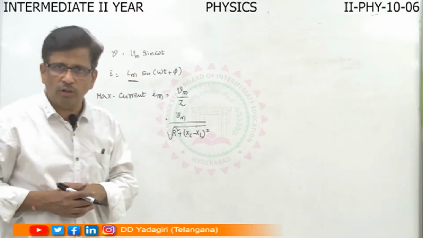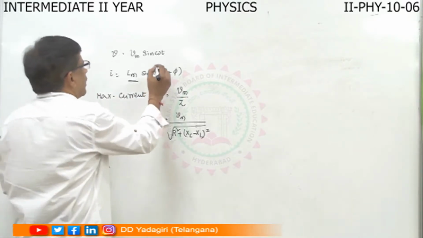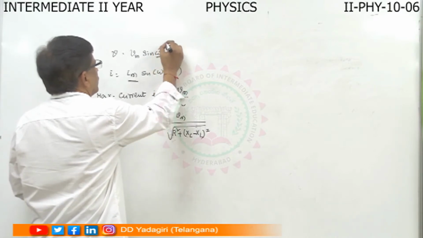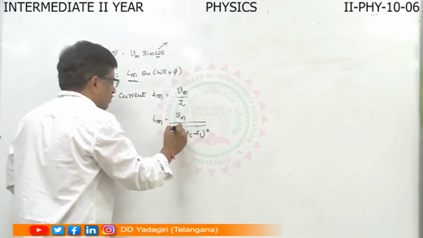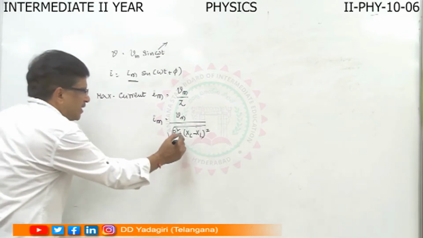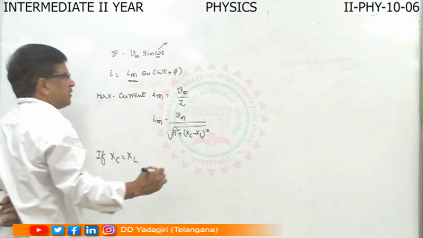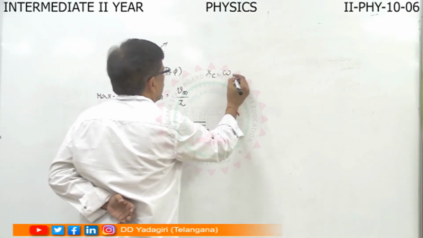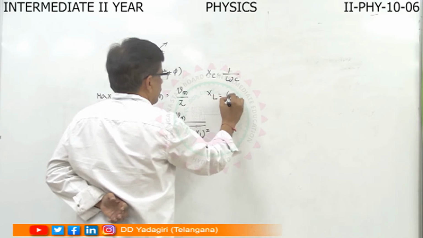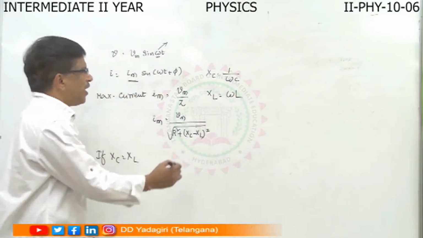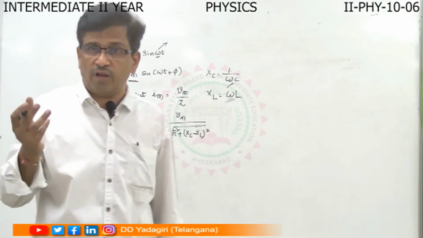Here, an LCR circuit also has a frequency. Here omega is the angular frequency, the voltage frequency, and angular frequency omega is 2 pi nu, of course. So here the current is maximum like this. Now let us see, if XC is equal to XL. You know XC value. XC value is 1 by omega C. XL value is omega L. If you vary this omega, that means vary the angular frequency.